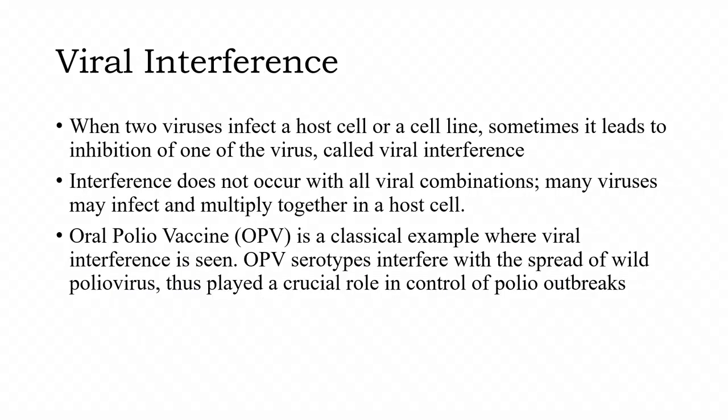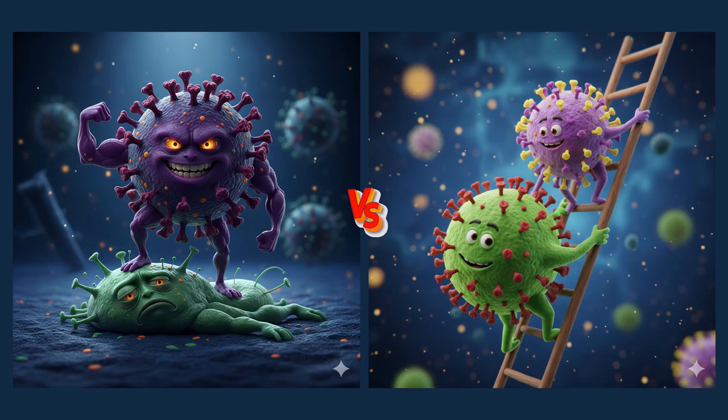Next comes viral interference, where two different viruses attacking the cell at the same time can have a different kind of effect. Sometimes one virus can dominate and the other virus can be downplayed, or there can be an enhancement of effect because of one virus on the other.